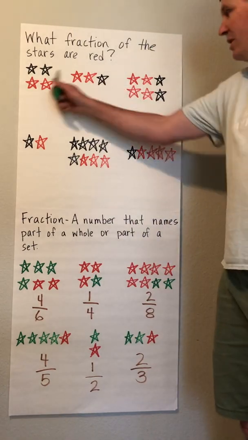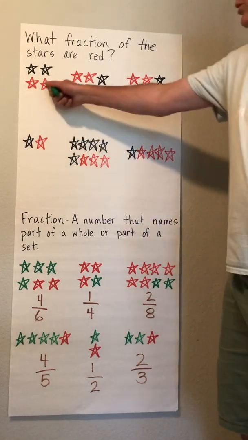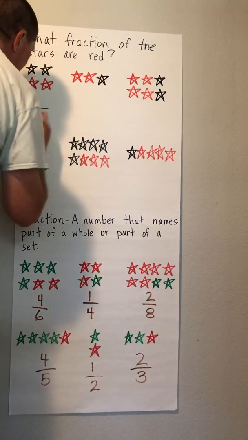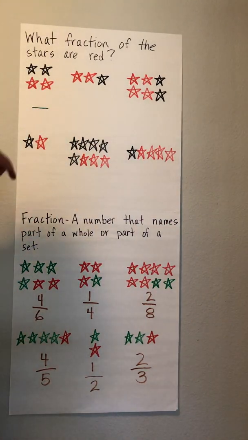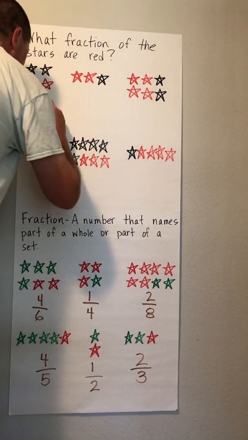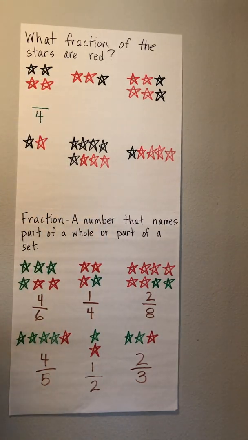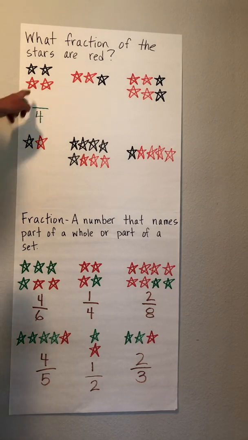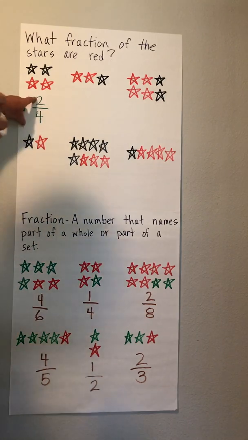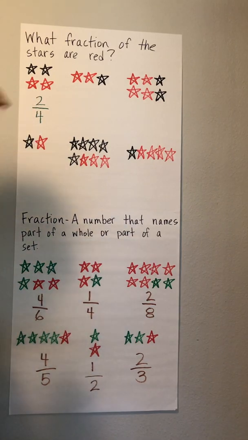Okay, I'm back. So let's go over this work now. So we'll start over here. How many do we have all together? 1, 2, 3, 4. Okay. Now, how many of the stars are red? 1, 2. So, 2/4 of the stars are red.